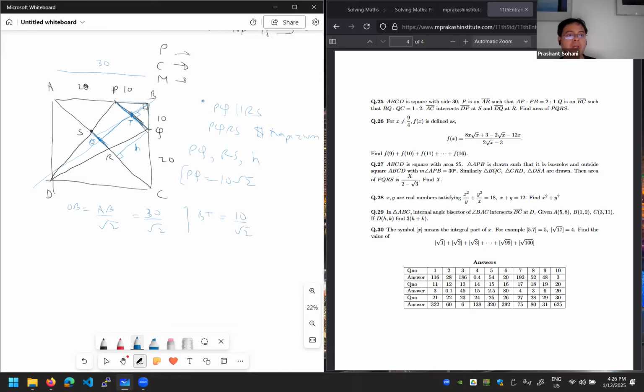So if I subtract the two, I will get the height. The height OT will be 30 minus 10, so 20 by √2. Okay, so I found the height. So two of the three things are found: PQ and H. Now RS is left, right? I want to find the length of RS. So now to find RS, what can we do?